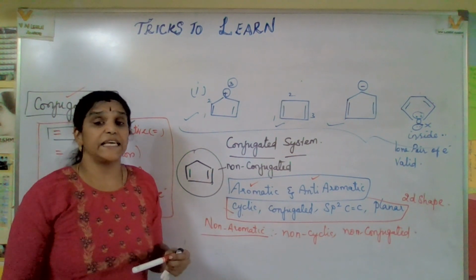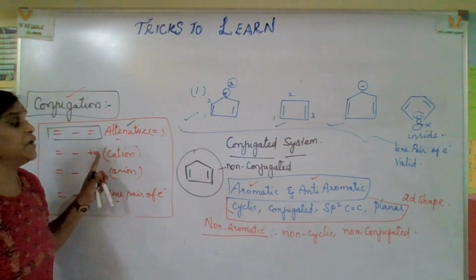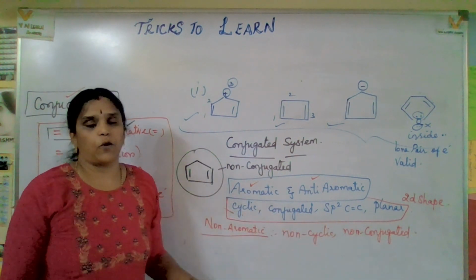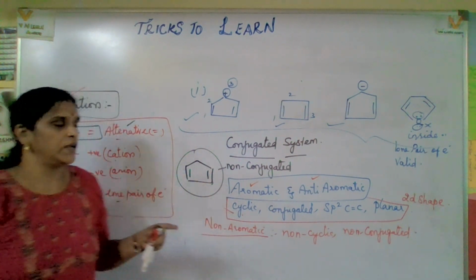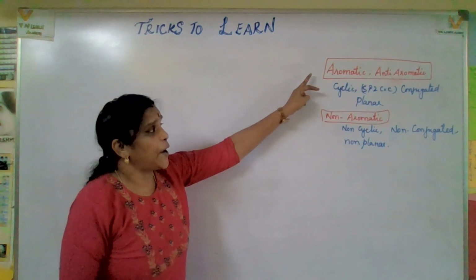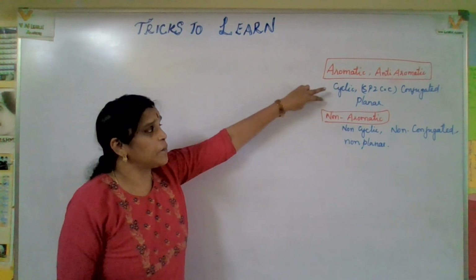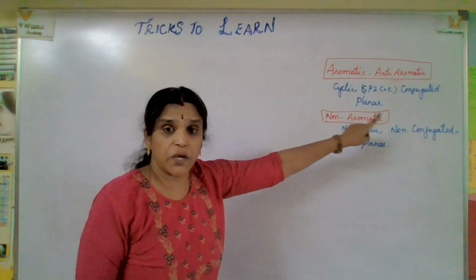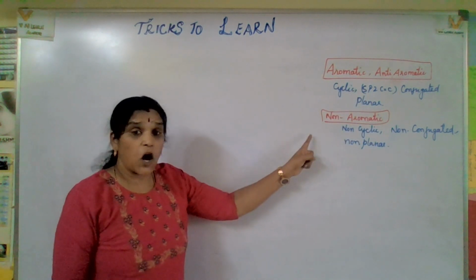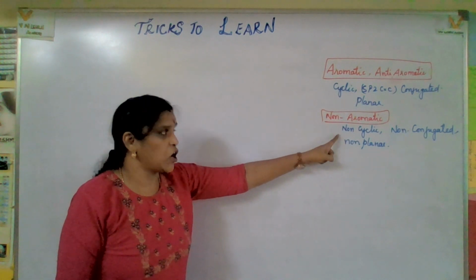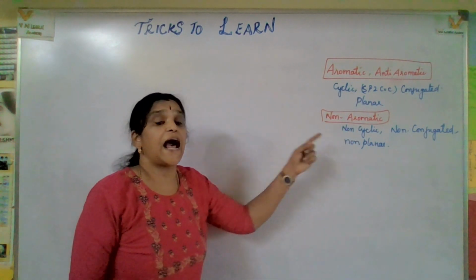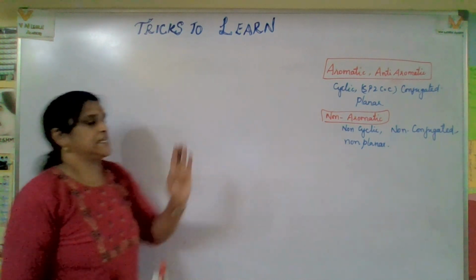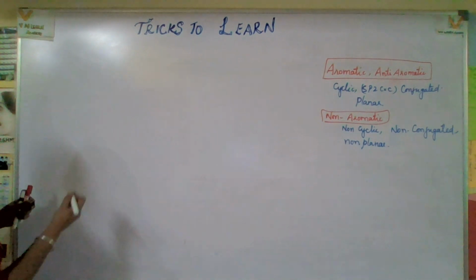Now let us see examples to identify whether it is aromatic, anti-aromatic, or non-aromatic. There is one more rule available. Points to be noted: for aromatic and anti-aromatic, it has to be cyclic, sp2 hybridized, conjugated, and planar. Whereas non-aromatic has to be non-cyclic, non-conjugated, and non-planar. It has to be considered. Please note it down. Come on, let us see the examples so that you will get a clear idea.